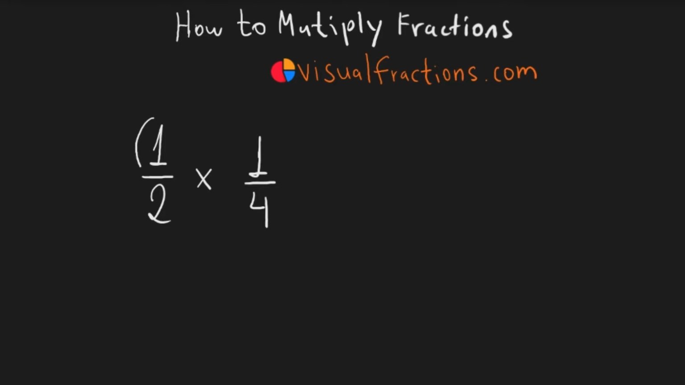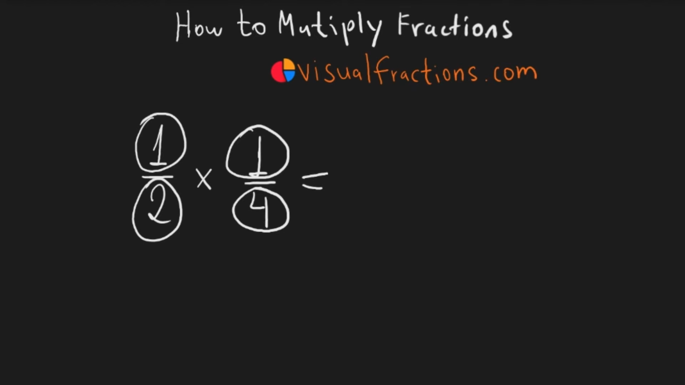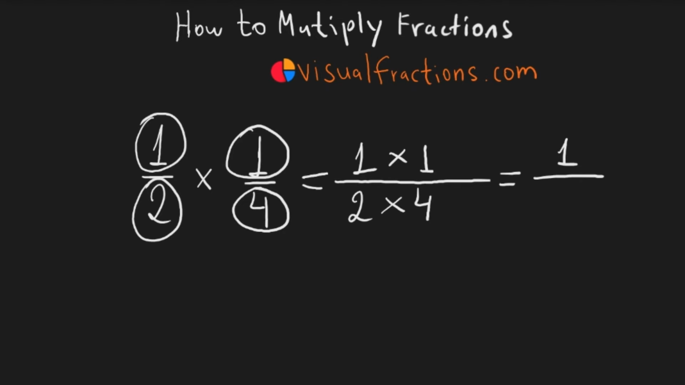In this case, the first fraction has a numerator of 1 and a denominator of 2, while the second fraction has a numerator of 1 and a denominator of 4. To multiply fractions, you simply multiply the numerators together and then the denominators together. Multiply 1 by 1, which gives us 1, and then multiply 2 by 4, which gives us 8. So, 1/2 multiplied by 1/4 equals 1/8.